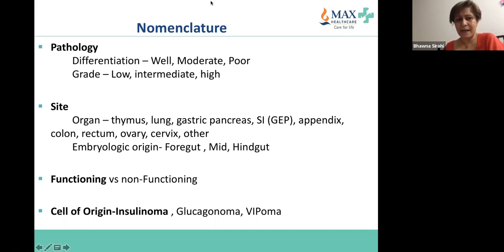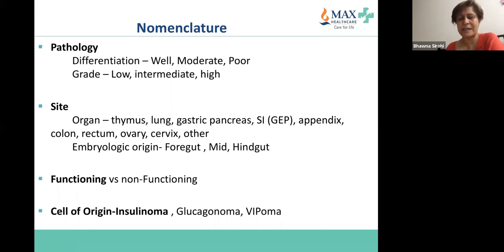Neuroendocrine tumors are also defined by the site that they originate from: lung carcinoids, you would have heard, thymic, gastric, pancreas, small intestine. That is the duodenum, jejunum, and ileum. So the jejunum and ileal carcinoids are quite common, and all of these are labeled as gastroenteropancreatic carcinoids. And this is what we will discuss today. Then you have appendix, colon, rectum, ovary, cervix, and others as well. And you also define them by the embryologic origin as well, by foregut, midgut, or hindgut.